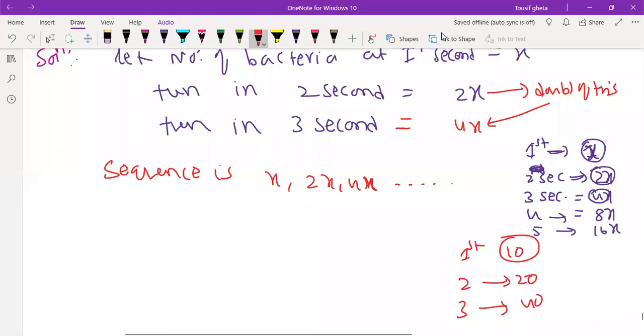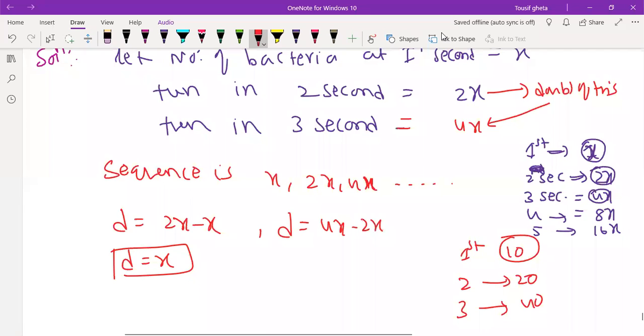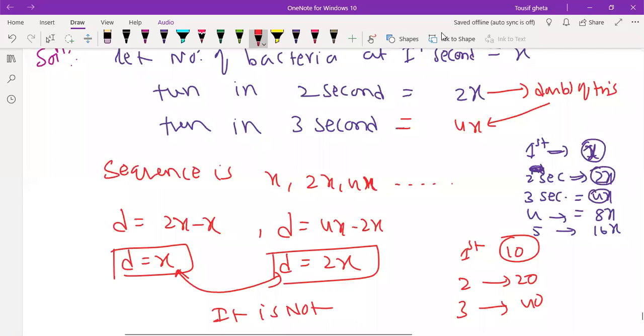So d is equal to 2x minus x. D will get x. Again, d is equal to 4x minus 2x. Double number, so 2x. You can clearly see it is not the same. So it is not in AP. It is not in AP as d is not the same. It is not in AP, right?